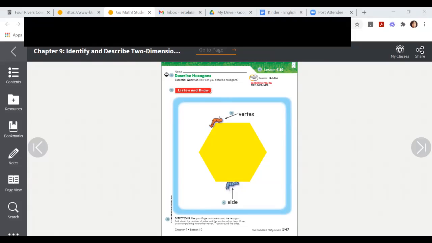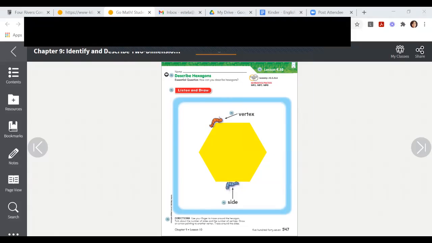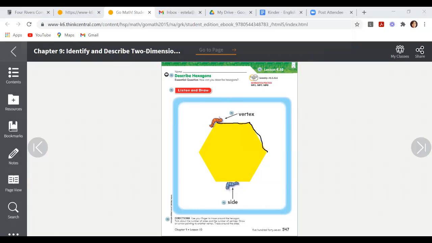6. 6. Yes, thank you, Tomás. A hexagon has to have 6 sides. Let's trace this hexagon and make sure we have 6 sides. There's 1, 2, 3, 4, 5, 6.